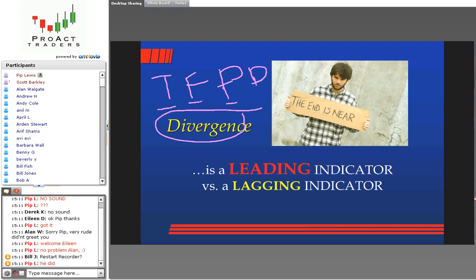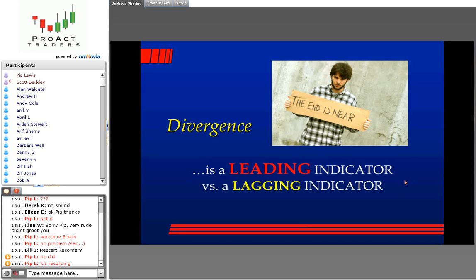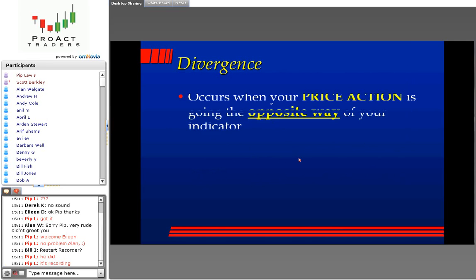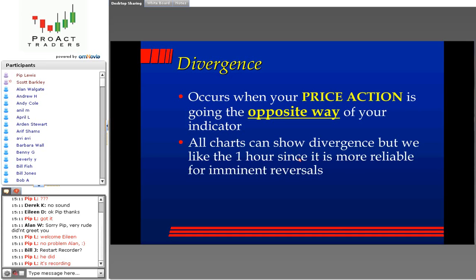All right. So divergence is a leading indicator versus a lagging indicator. Everything that's on the charts, oscillators, all that stuff, MACDs, RSIs, stochastic, all that kind of stuff is all lagging, all right? But divergence is the only leading indicator in the chart. So divergence occurs when your price action is going the opposite way of your indicator. Now, all charts can show divergence, but we like the 1 hour since it's more reliable for imminent reversals, and number two, it's a big boy chart, right?